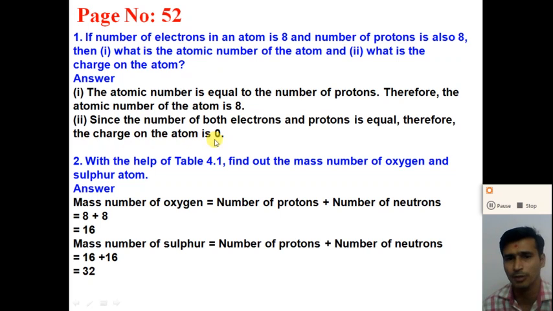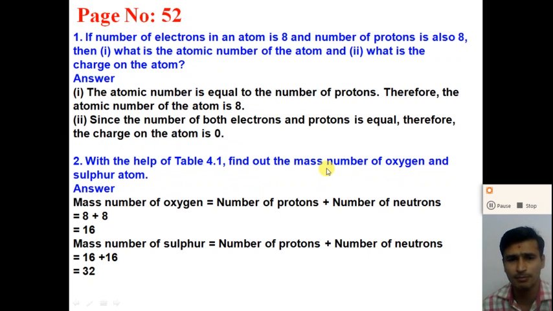Because the same number of protons and electrons are there, the charge on the atom is 0, right? Understand? Second question: with the help of Table 4.1, a table given to you in the textbook, find out the mass of the oxygen and the sulfur. So we need to find the mass of the oxygen atom and the sulfur atom.